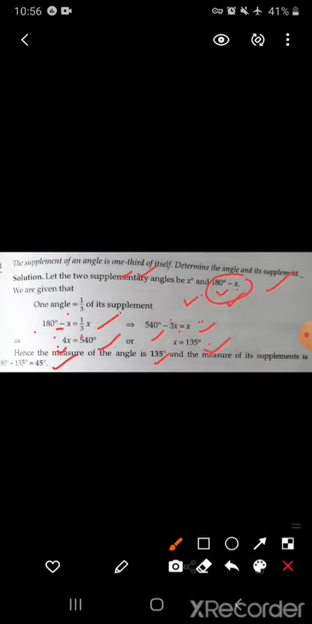And if you check according to the question, 45 into 3 is also equal to 135. Means what they said, the 1/3. If you divide 135 by 3, you automatically get 45. So all conditions are fulfilled here. So this question could be solved in this manner. Got it? Okay then.